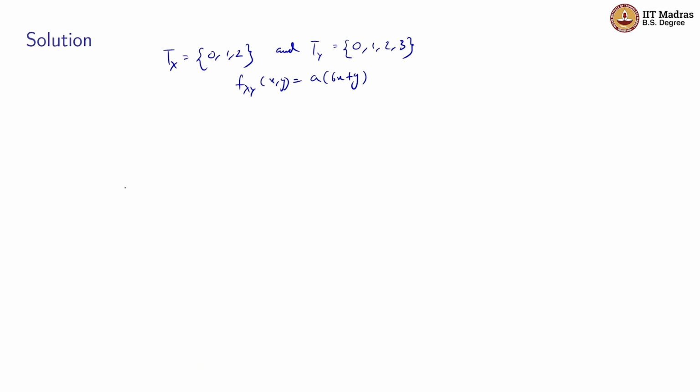So for that, first of all, we'll use the axiom that the sum of probabilities of all possible XY pairs is equal to 1. So since the summation over X belonging to the domain of X and Y belonging to the domain of Y of fxy is equal to 1, from here we'll get one equation in terms of A and B.